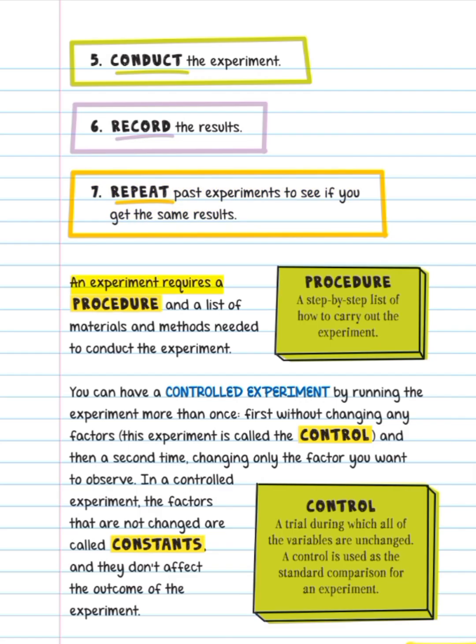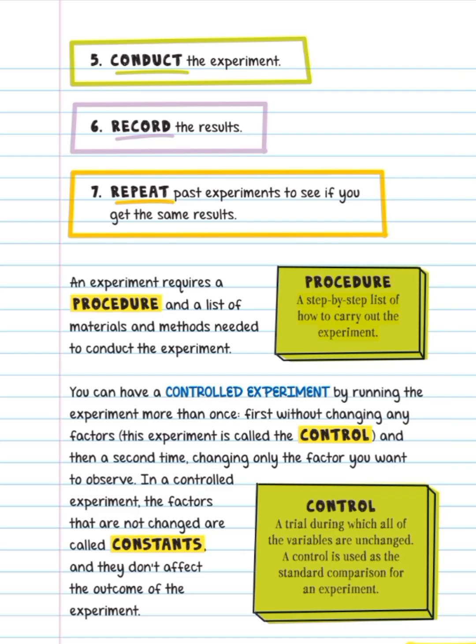An experiment requires a procedure and a list of materials and methods needed to conduct the experiment. You can have a controlled experiment by running the experiment more than once. First, without changing any factors, this experiment is called the control, and then a second time, changing only the factor you want to observe. In a controlled experiment, the factors that are not changed are called constants, and they don't affect the outcome of the experiment.